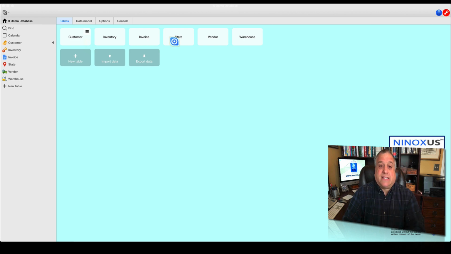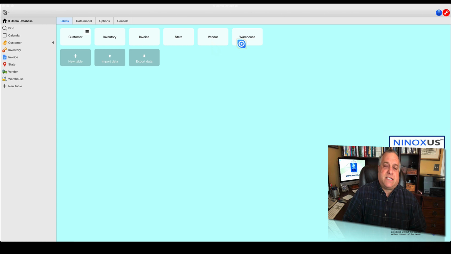Now let's come back and look at that state table, because this state table is relevant to other tables within our model. The customer, the vendor, and the warehouse tables. These are master tables that talk about or store information relative to specific entities. Our customers, our suppliers, and the physical locations where the goods that we buy and sell are stored.